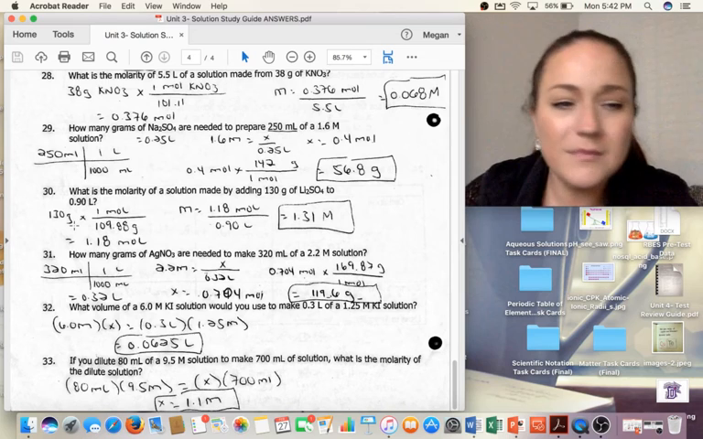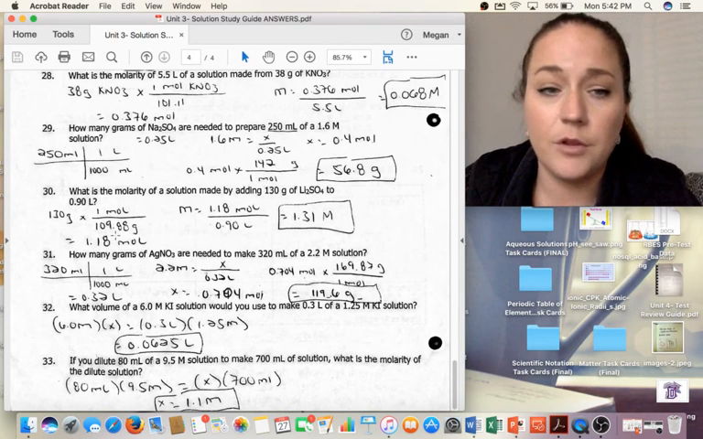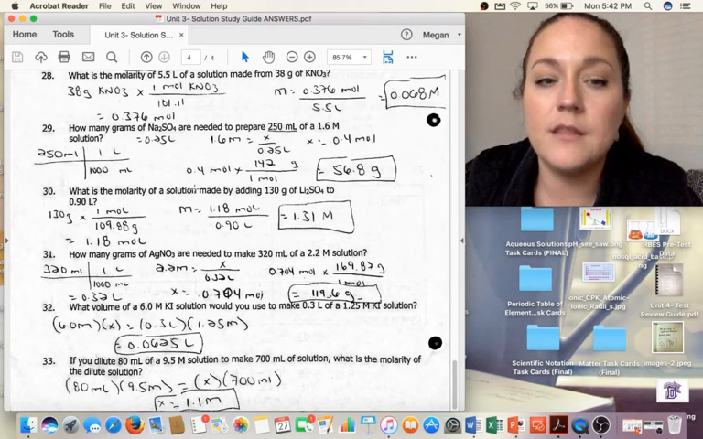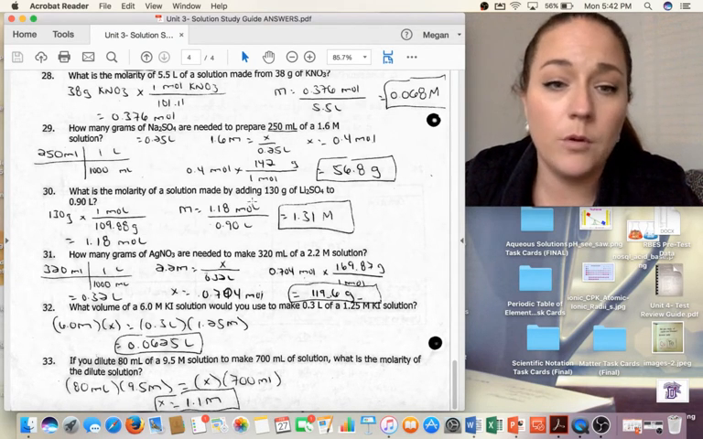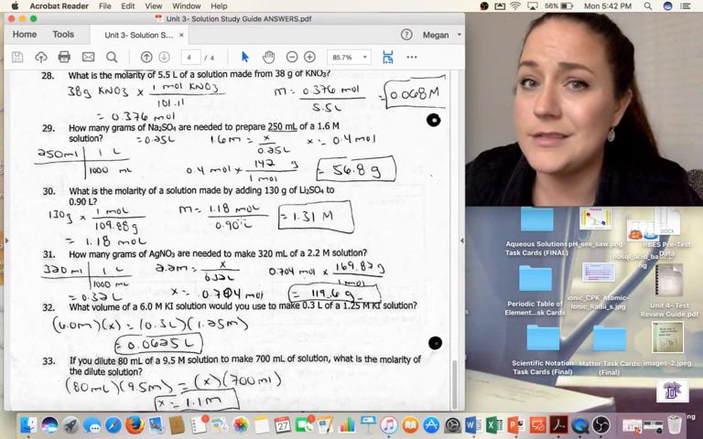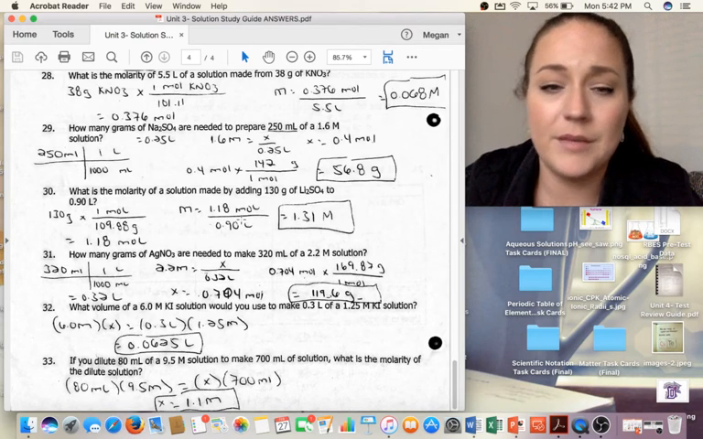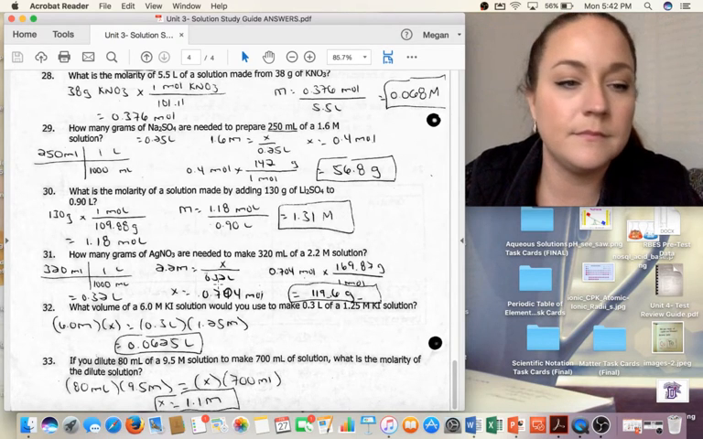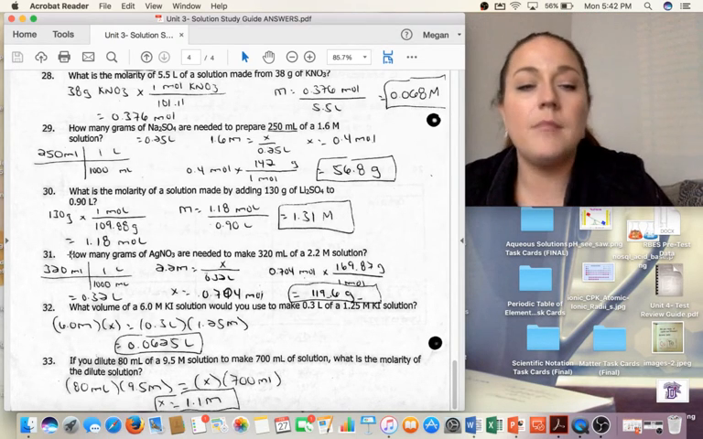So 130 divided by the molar mass of Li2SO4 gives you 1.18 moles. Then for molarity, you solve by having moles on top, liters on bottom. You don't need to do anything to liters. It's already in liters, so just put them in, giving you a 1.31 molarity.